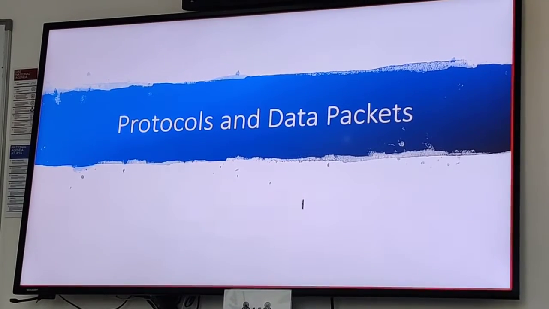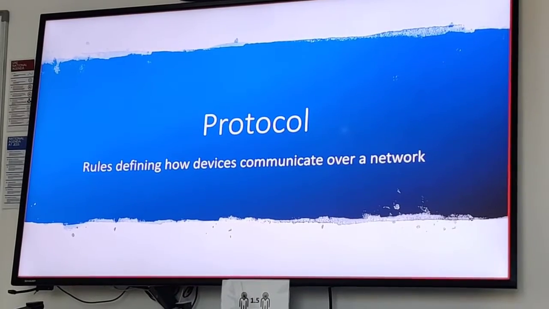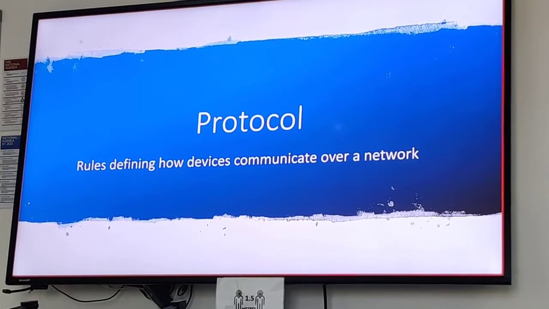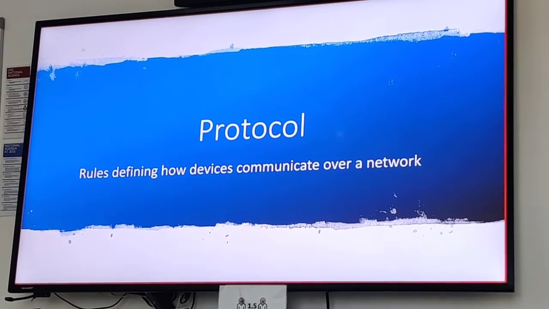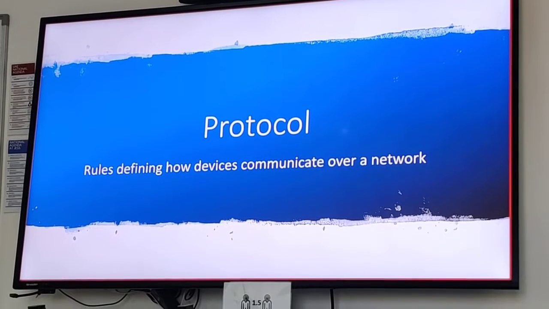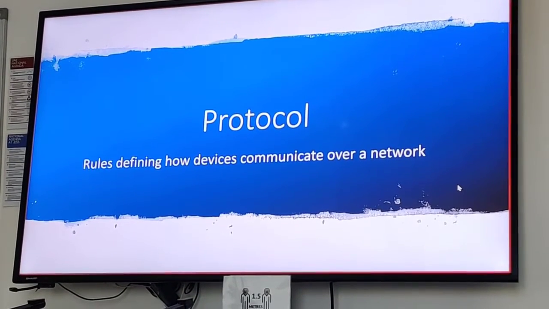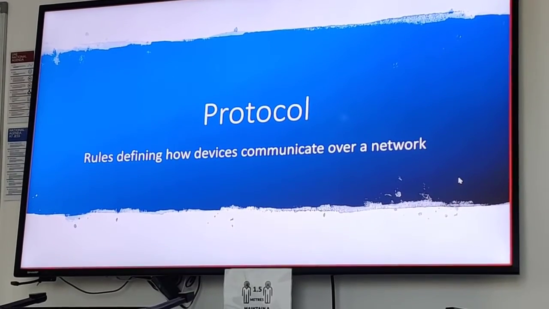Okay, so protocols and data packets. This is quite short. So what is a protocol? A protocol is the rules that define how devices communicate over a network. They usually come in stacks, so we have the TCP/IP stack and the other one, but those are in other presentations. Next slide, please.